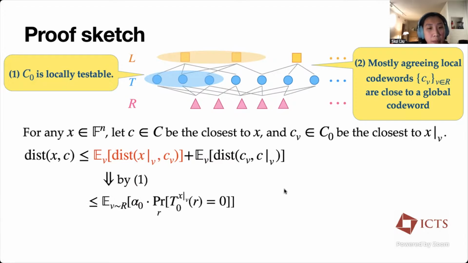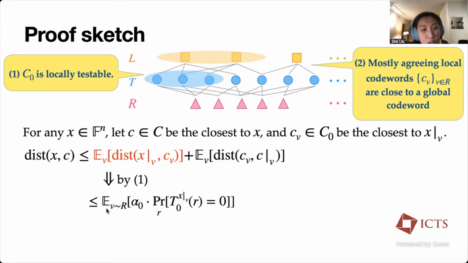Okay, so we note that if we look more closely, this is precisely the distance from some string to the local code C0. Because we know that by condition 1, our C0 is a locally testable code with tester T0. So by definition, this distance can be upper bounded by the probability that this tester T0 will reject this restriction of X to V. That's just using condition 1 directly. Of course, there's a constant, but let's not worry too much about it.